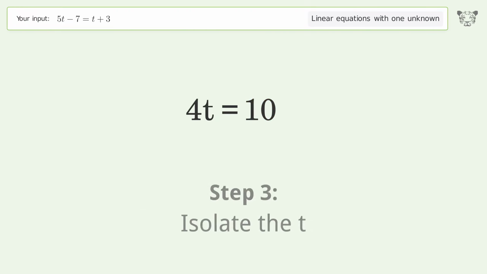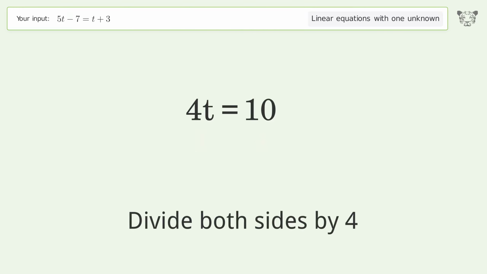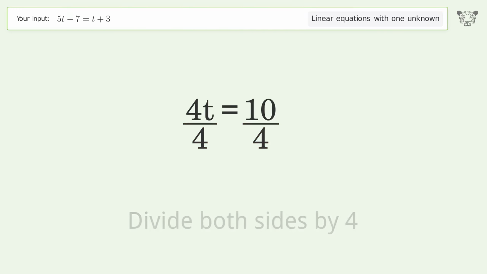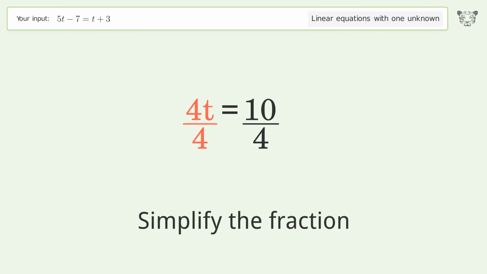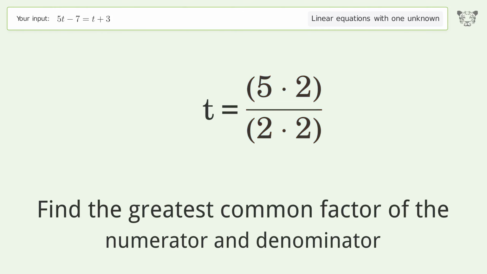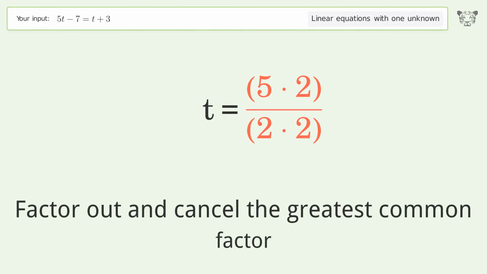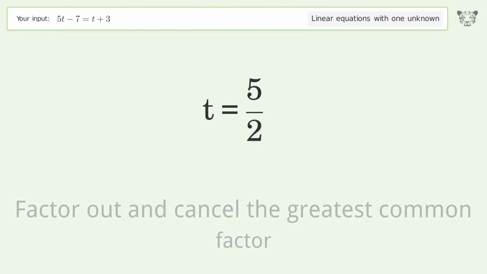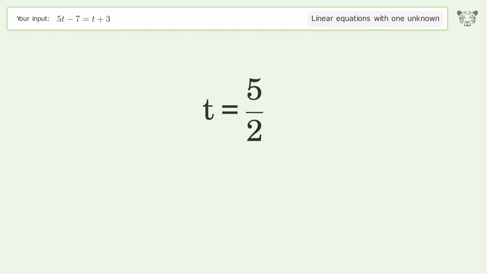Isolate the t. Divide both sides by 4. Simplify the fraction. Find the greatest common factor of the numerator and denominator. Factor out and cancel the greatest common factor. And so the final result is t equals 5/2.